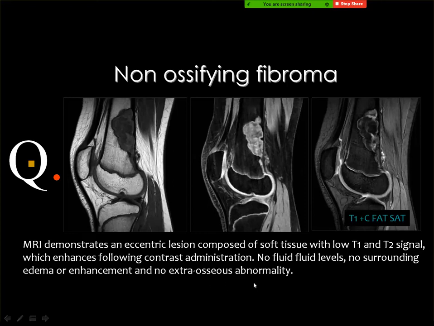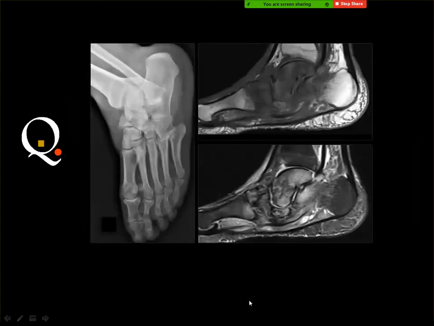Actually, the diagnosis of fibrous lesions by MRI is very difficult. Since you suppose that this is a fibrous tumor, it should show low signal in T2 also, and it does not enhance. But there is extreme variability in fibrous lesions by MRI. They are easily diagnosed by X-ray and CT, but you may have some difficulties diagnosing this by MRI.